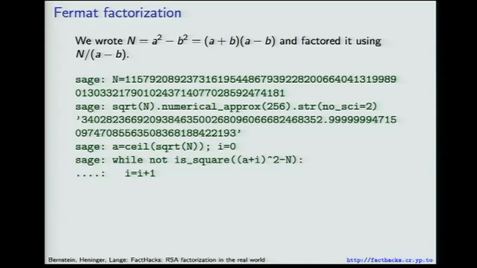but I say, well, if a square minus n is not a square, I try the next one. I do a plus 1 square, a plus 2 square. Each time subtract n and check when this is a square. Now, for this example, I get lucky after 2.